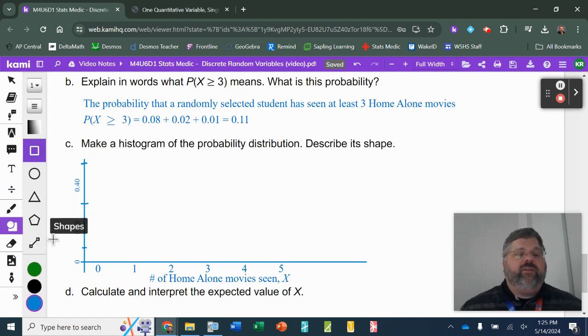Now I'm going to go back to my rectangle tool. And here above 0, we had 0.15. So I'm going to come up to, and my tool is in my way.